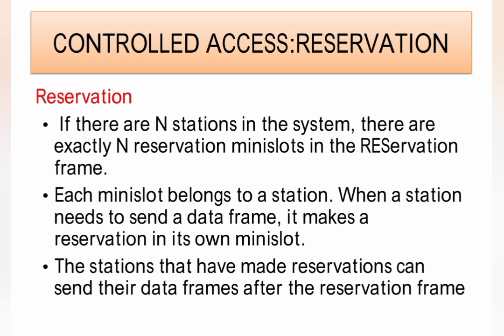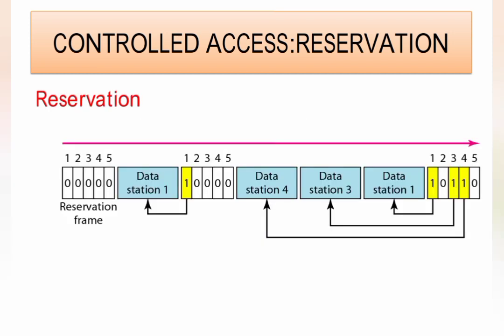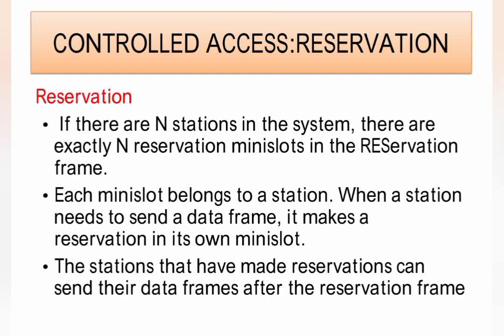Similarly here, if there are n stations in the system, there are exactly n reservation mini slots in the reservation frame. Each mini slot belongs to a station. When a station needs to transmit a data frame, it makes the reservation in its own mini slot. So if a station wants to transmit data, it will book in its own mini slot. The stations that have made reservations can send their data frames after the reservation frame.